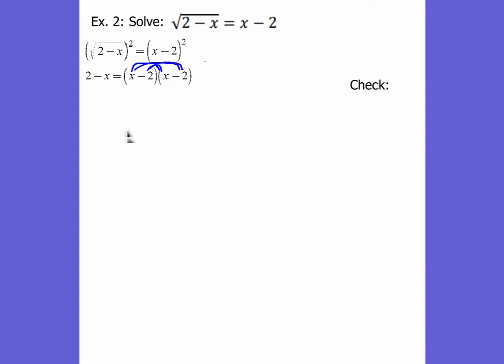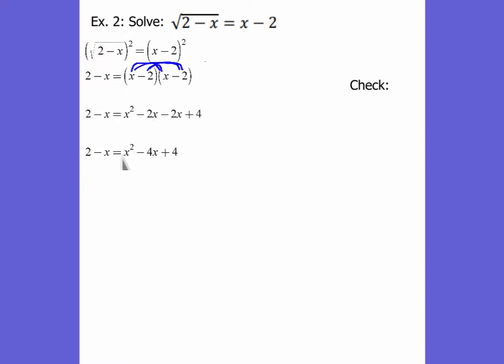I've got to do my distributive property twice. X times x is x squared. Negative 2 times x is negative 2x. X times negative 2 is negative 2x. And negative 2 times negative 2 is positive 4. So this side ends up being x squared minus 2x minus 2x plus 4, which I can combine like terms to have x squared minus 4x plus 4.